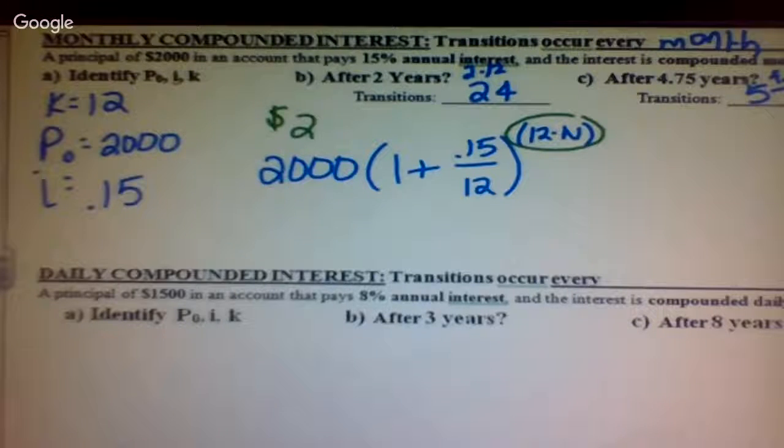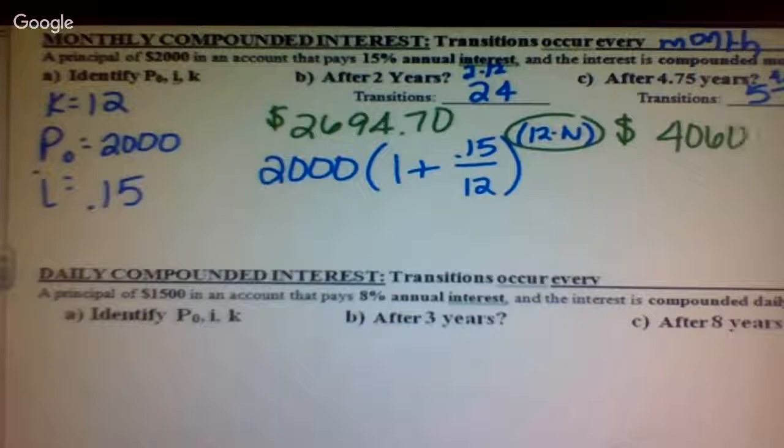Alexis, 2? 2,694.70. Fantastic. At the end of 2 years, we have $2,694.70. Anybody else not getting that? I did 24. So you could either do 12 times 2 or just replace it with the 24. Okay. All right. What do we get for part C?